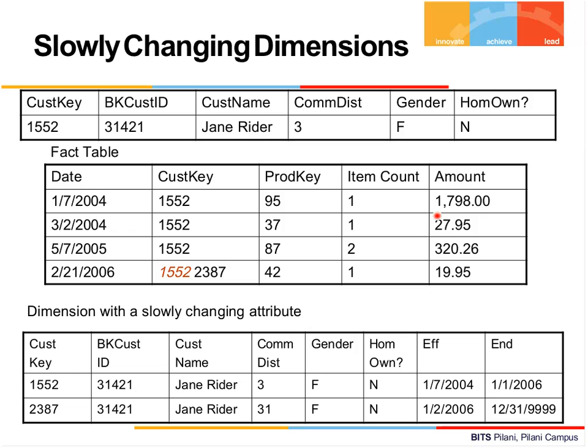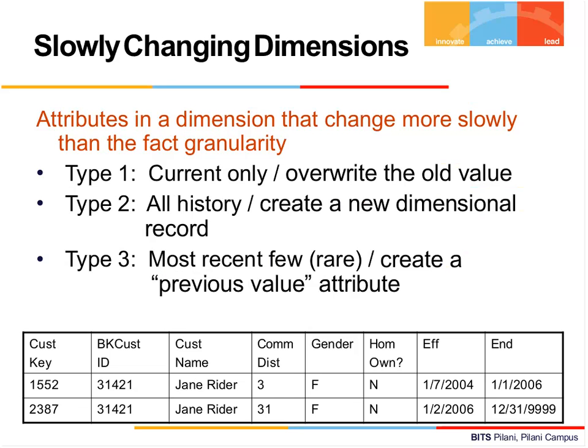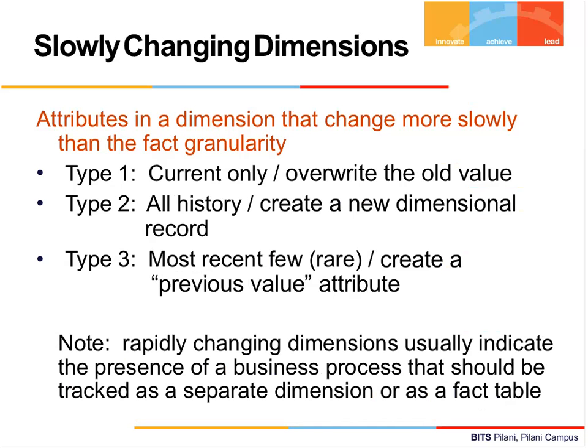So why do we do this? Again, it's a business need. Based on the business need, we are going to do this. So that's what type 2 is. Type 2 will generate a new record. Type 3 will generate a new column. So with type 3, you can always keep at most one recent change. That's all you can preserve with type 3.